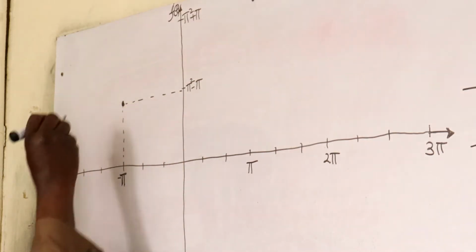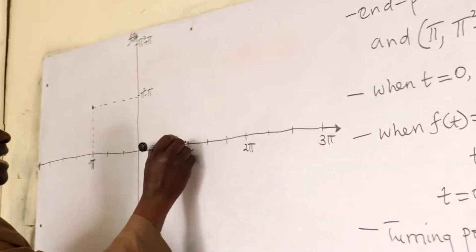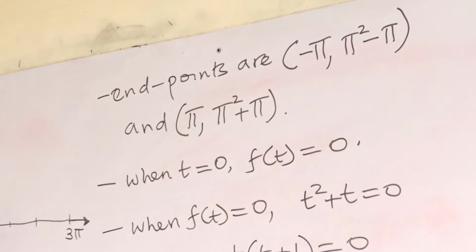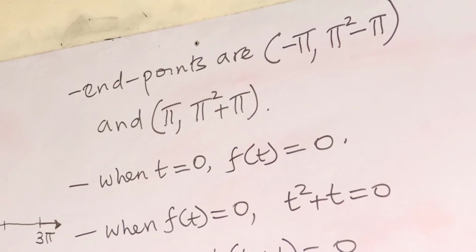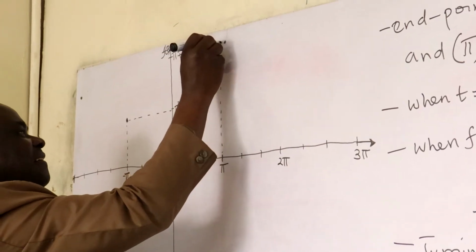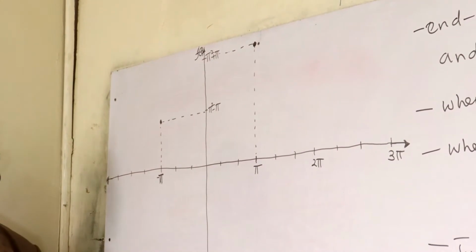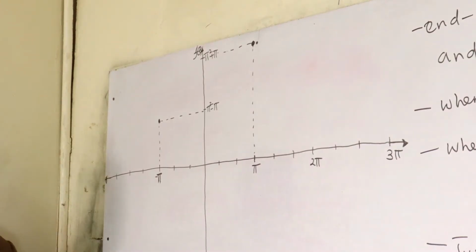So that is the point. That is an endpoint. And when our t is pi, our f of t is this one. So we are going up to that point. We plot there. Those are the endpoints.